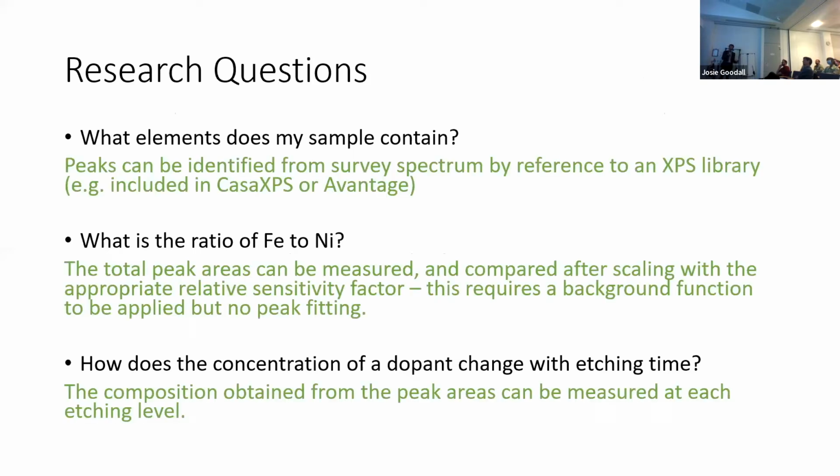Now, in this case, none of these really require you to do any peak fitting. They probably don't require you to do peak fitting. So the elements that your sample contains can be identified just by comparing the peaks to a database, an XPS library, which is included in all popular software. If you just want to compare the total amount of 2 elements, normally, not in every case, but very often you don't need to peak fit that. You can just measure the areas under the spectra and the background function. So you do need the background function, but you don't need to do the full fitting procedure to get that ratio. Similarly, with the concentration, if you're doing etching, you don't need to do this. But often people do fitting anyway because they just think it's something that they should be doing.